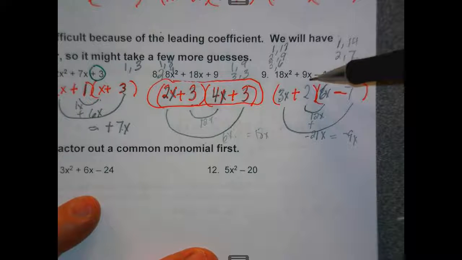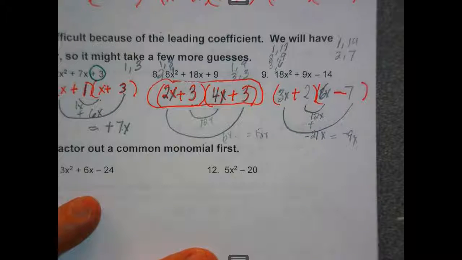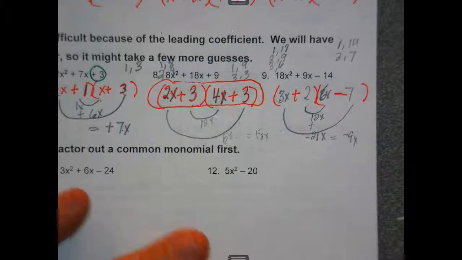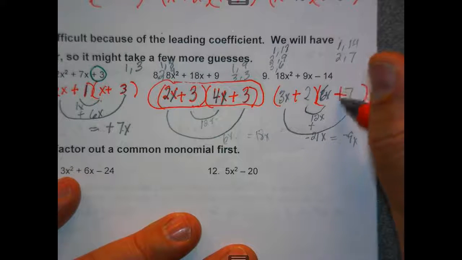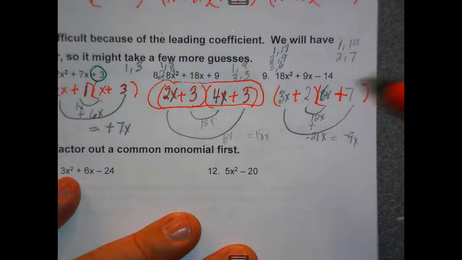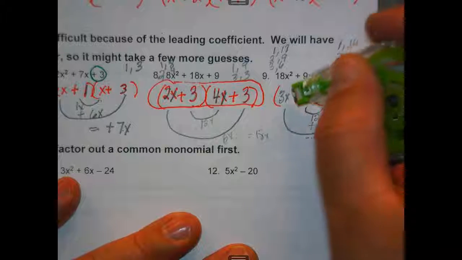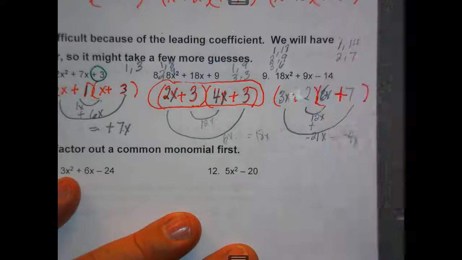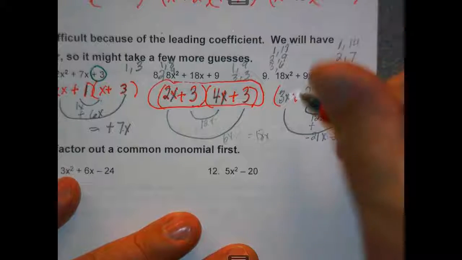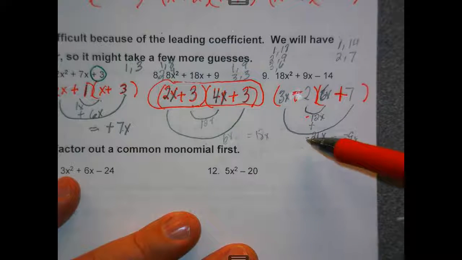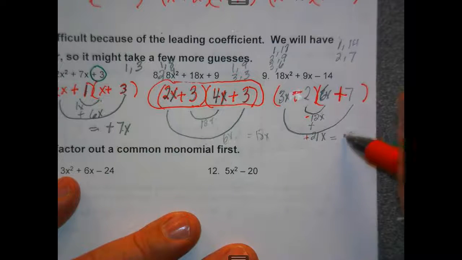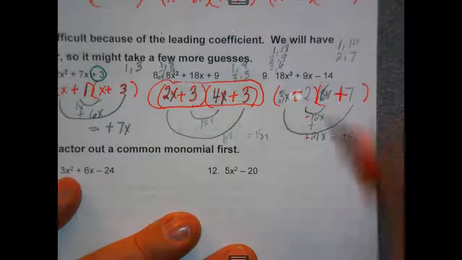All I have to do is what? Yeah, I could just flip the signs, right? I could either flip numbers. In this case, it's probably easier to flip signs. So I'm going to make that a positive 7 and this a negative 2. Okay, so that gives me negative 12x and positive 21x. Now I get my positive 9x. Beautiful.